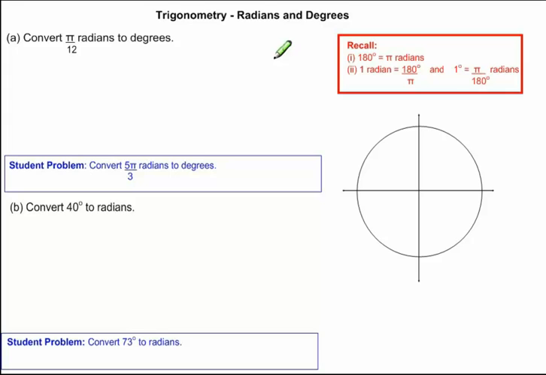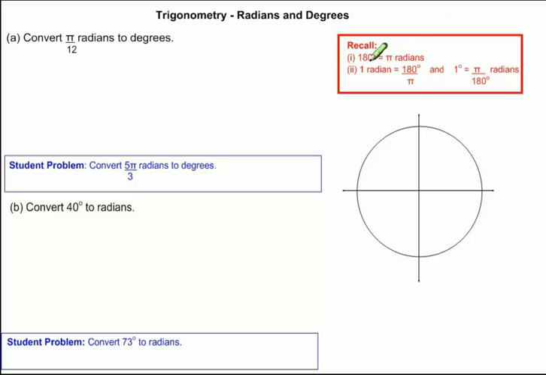This clip is a trigonometry review on how to convert between radians and degrees. We're going to break it up into two problems. We're going to start by converting radians to degrees and then degrees to radians. After each problem, you will have your own problem to complete, to help you with understanding how to do these conversions.